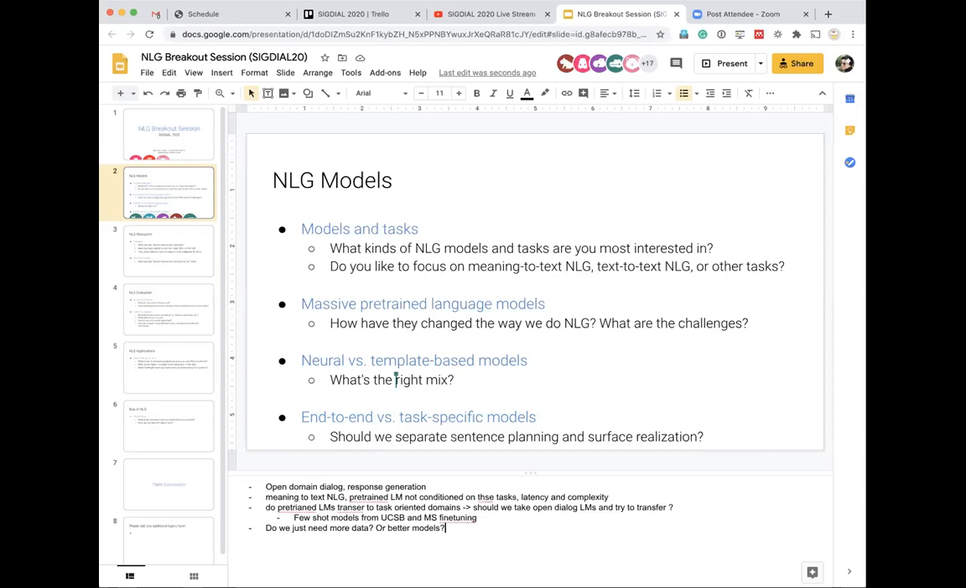And I think this is important because even though these models are getting bigger and bigger, we see that even in models like Meena and Blender, which are really big, they still have a lot of errors, like factual inconsistency and stuff like that.